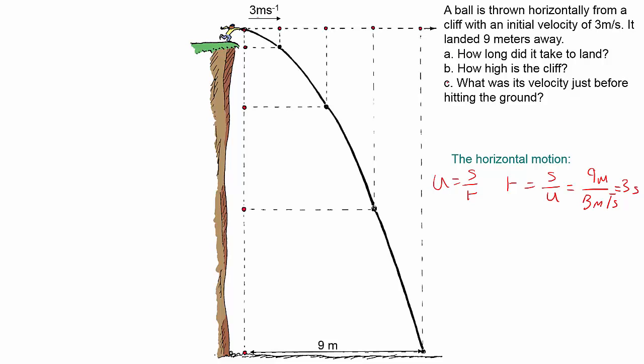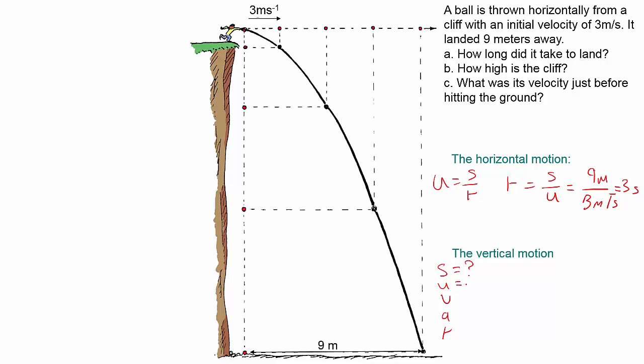B wants to know how high the cliff is. We know that the flight lasted 3 seconds. We now need to take account of vertical motion. That means it's going to be accelerating, which means we need to use SUVAT again. So S, U, V, A, and T. The displacement is the thing that we want to know. We don't know it yet.